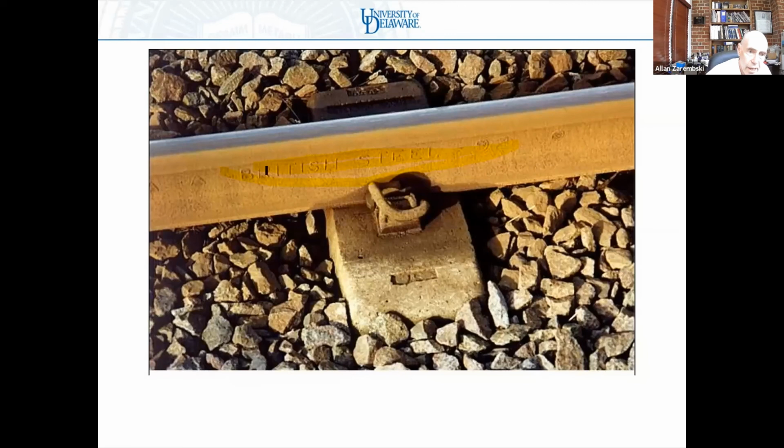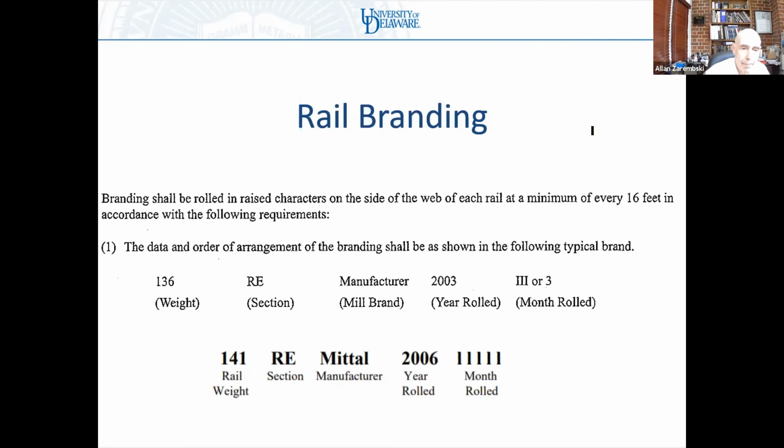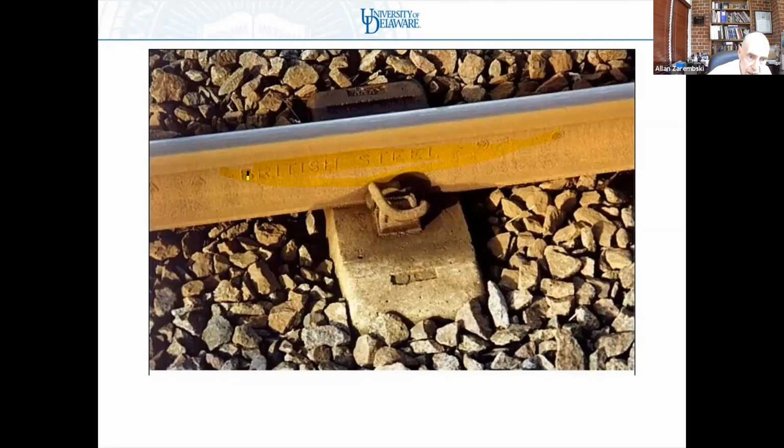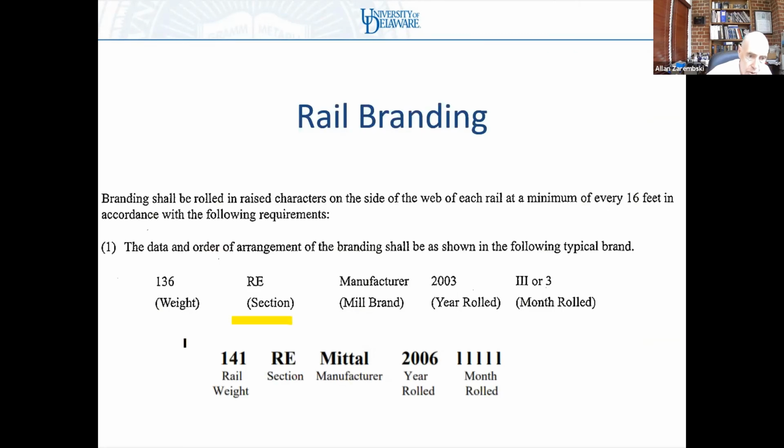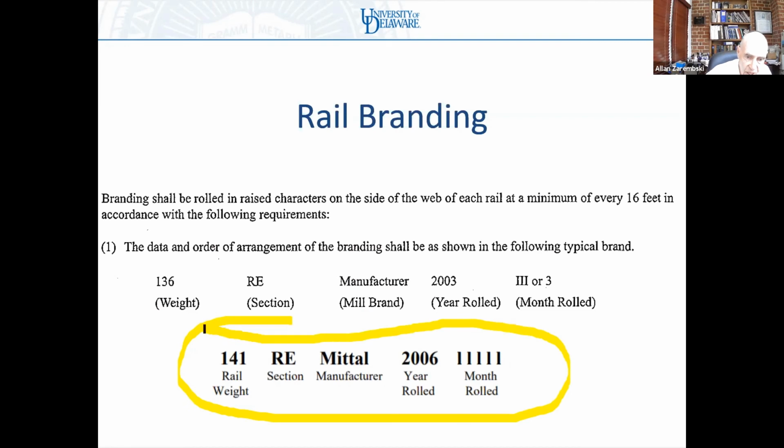Okay, so rail tends to be stamped and branded with its manufacturing information. It's usually branded on one side and stamped on another. Branding is where the letters are actually raised. A fairly standard type of branding, though it varies, would show the weight of the rail, the section, the manufacturer, the year it was rolled, and the month it was rolled.